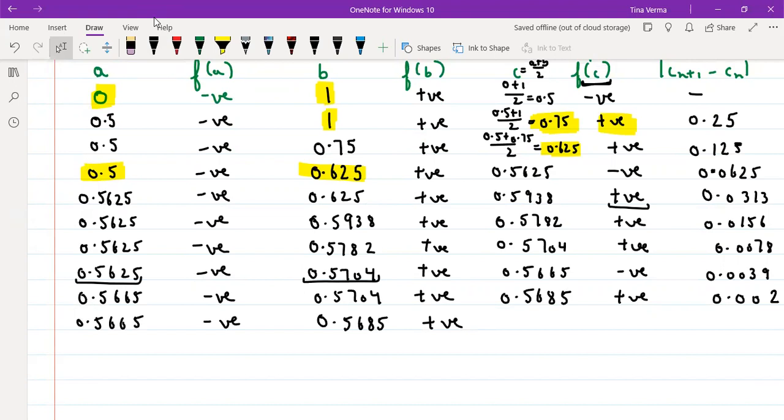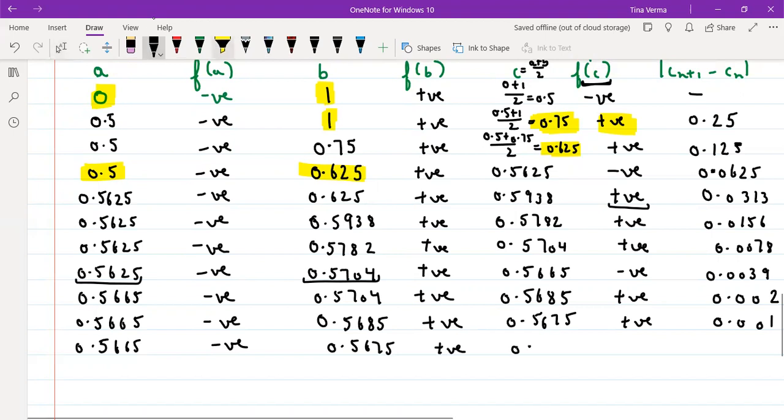So this is the intersection point, this is coming out to be 0.5675 and here the value is positive and here your error is 0.001, it is not less than the tolerance, so we have to perform one more iteration. This is 0.5675, that means here my A will be 0.5665, this is negative, and I will have B as 0.5675, here my value is positive. And I'll find the intersection point.